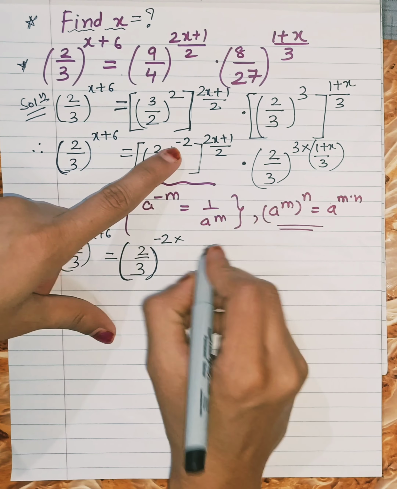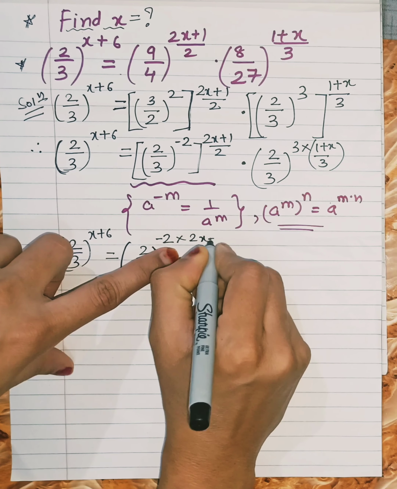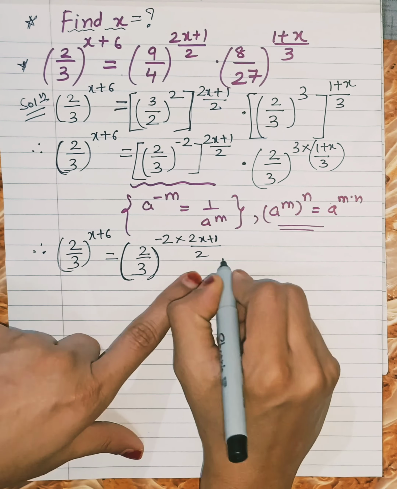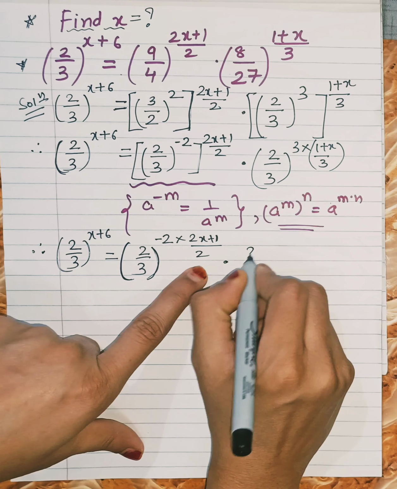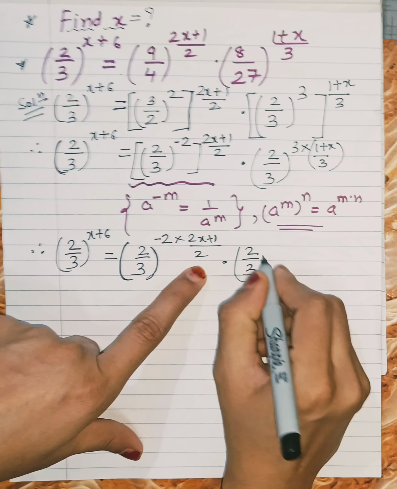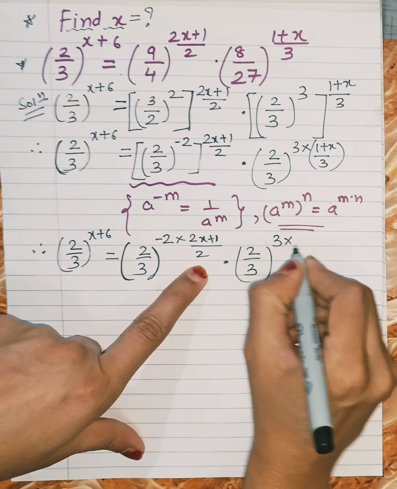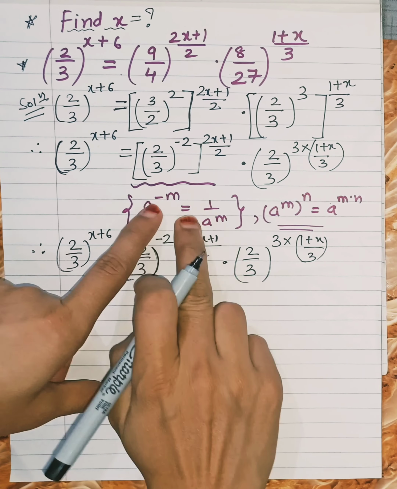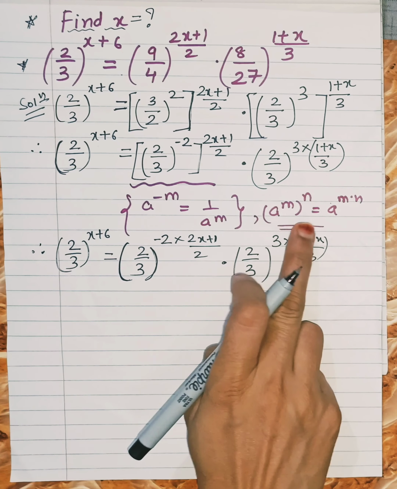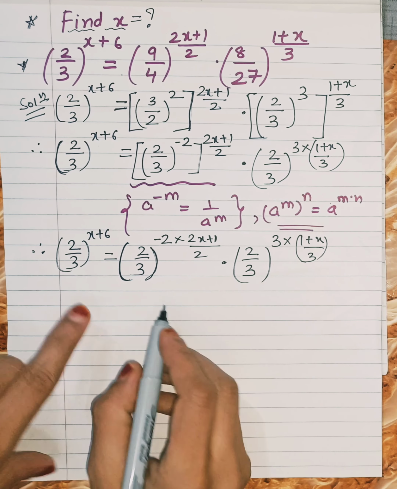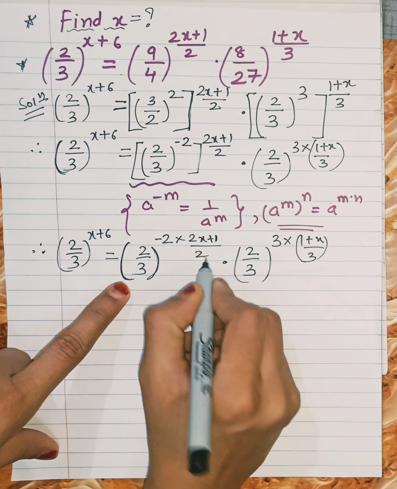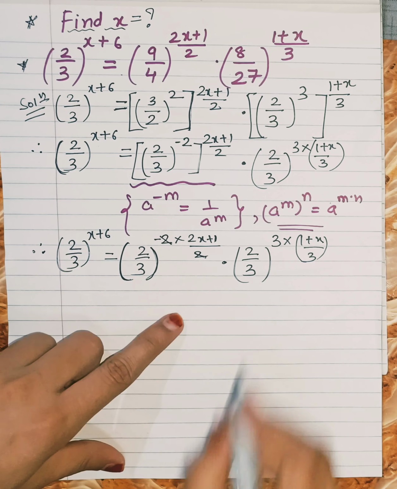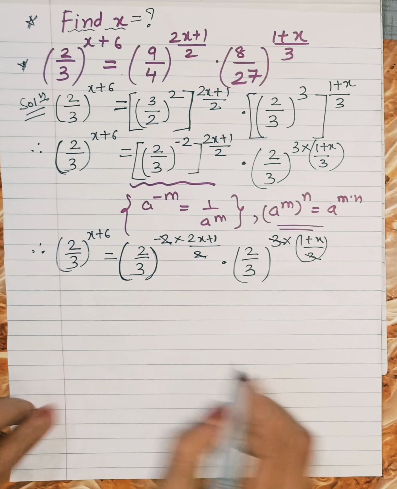So minus 2 multiplied by (2x plus 1) whole upon 2. This way we will write into this part, and keeping as it is, (2/3) whole raised to 3 into (1 plus x) upon 3. So here we have applied this rule, and here with the powers we have applied this rule. Now here if you see, this 2 and 2 will be cancelled. Similarly here 3 and 3 will be cancelled off.